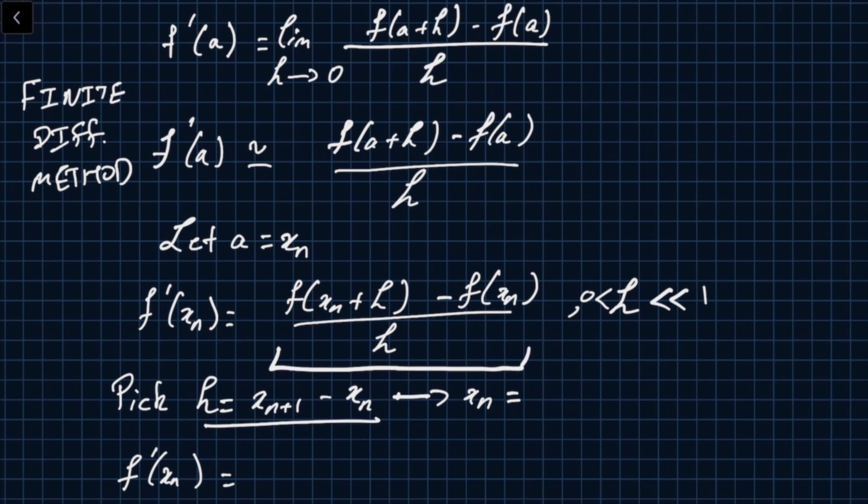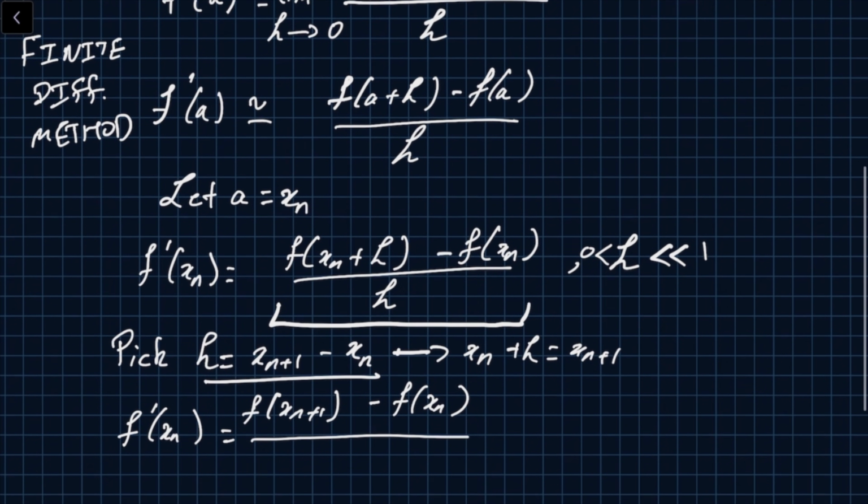So if we embed this, what we get is, now that this also means that x_n plus h is x_{n+1}, right? So x_n plus h is x_{n+1}, so we get f of x_{n+1} minus f of x_n over h, which is the difference.